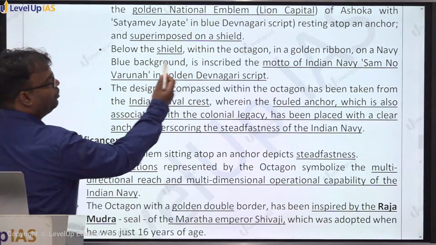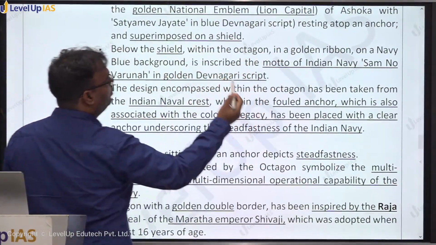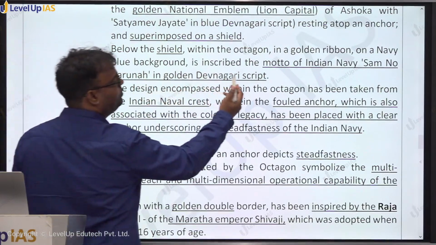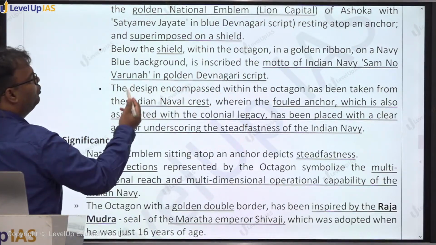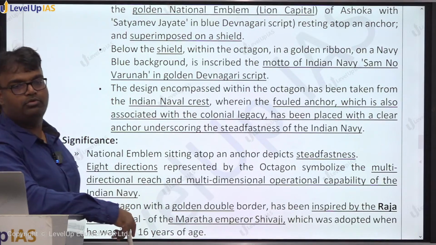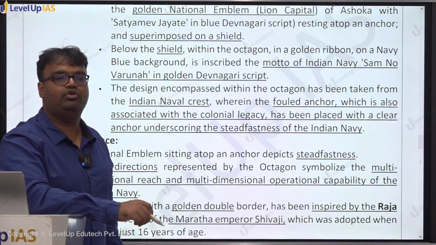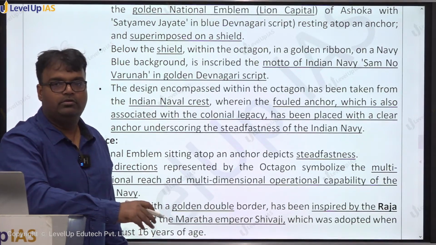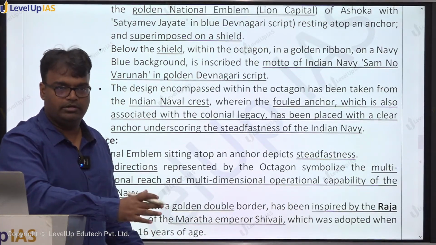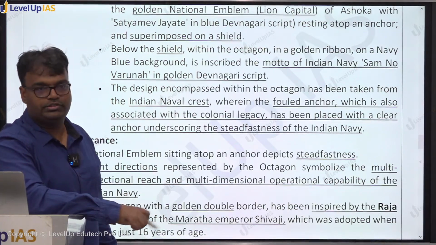Below the shield, within the octagon, in a golden ribbon on a navy blue background is inscribed the motto of Indian Navy, सम नो वरुणा. क्या मतलब है सम नो वरुणा का? May the waters be auspicious, या शुभ रहे हमारे लिए. ये क्योंकि नेवी है तो वाटर से रिलेटेड होगा.